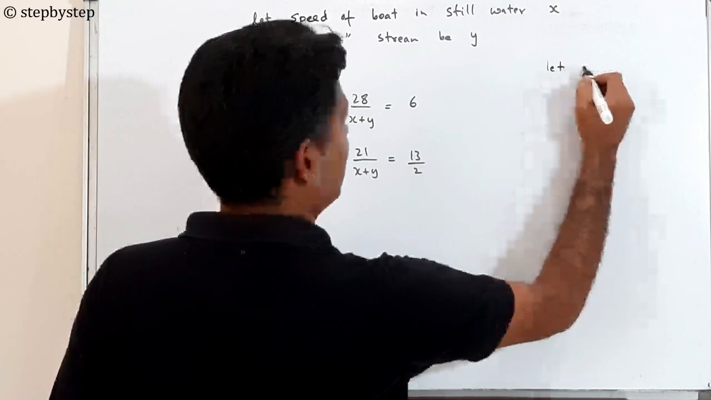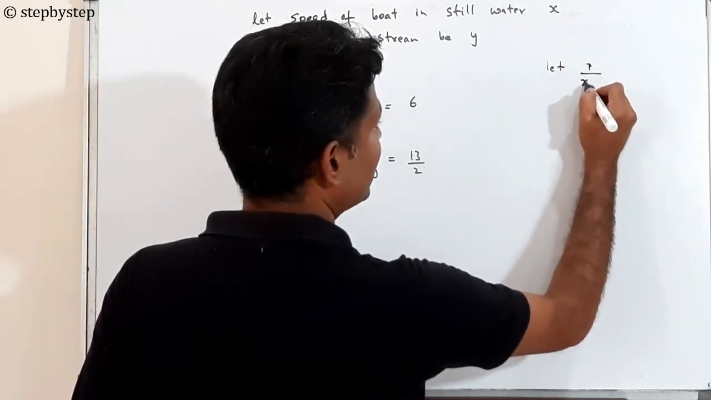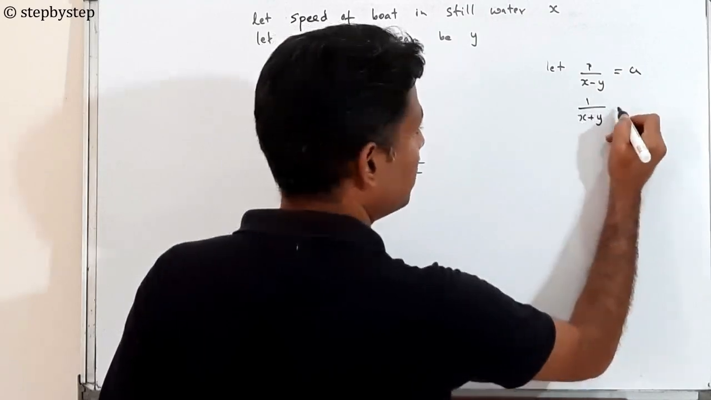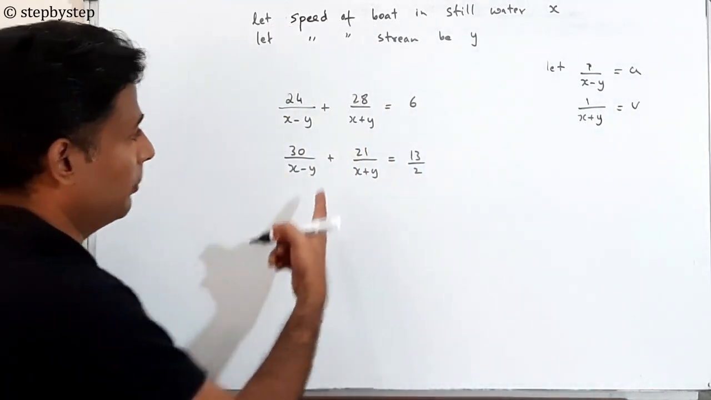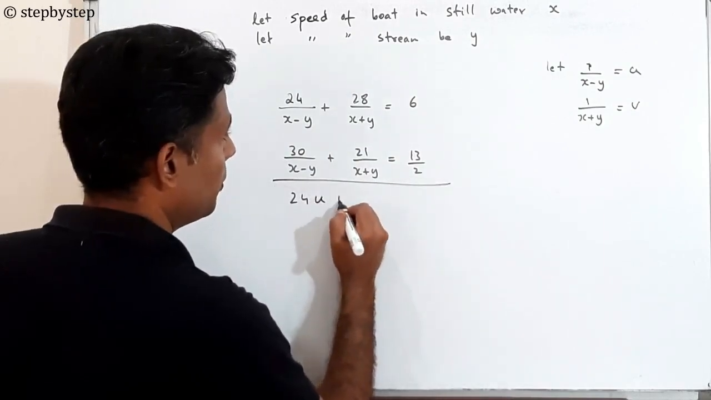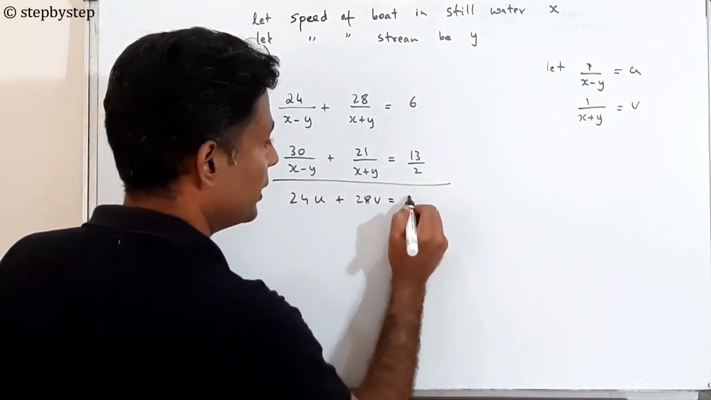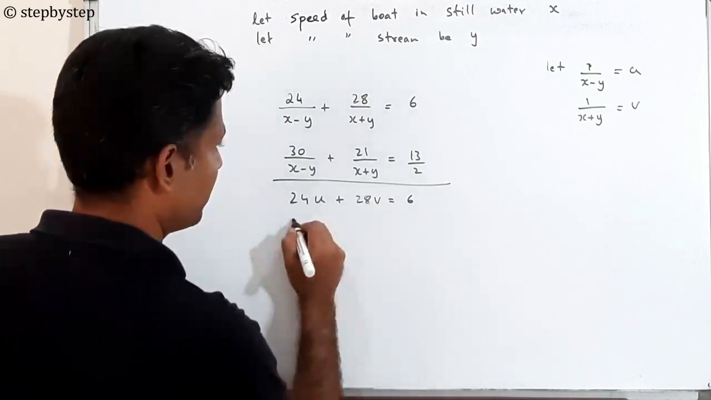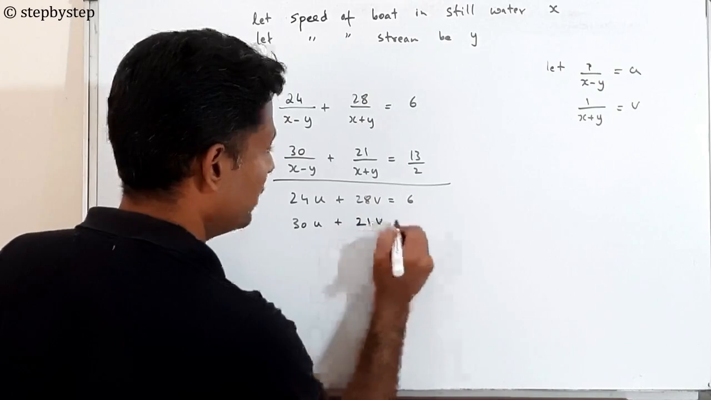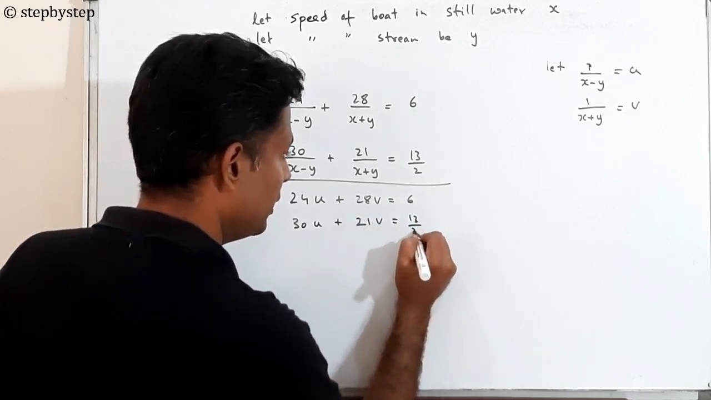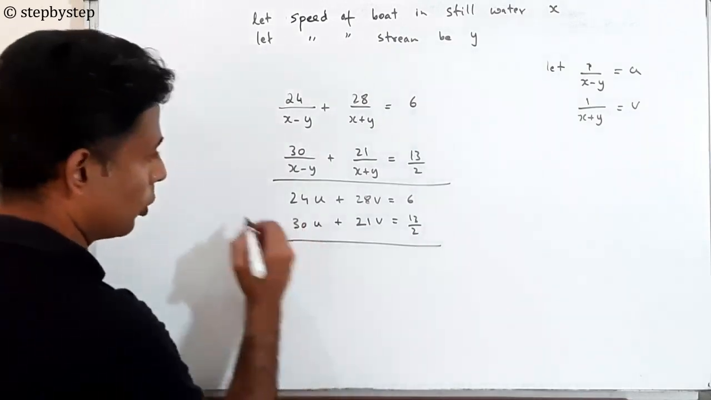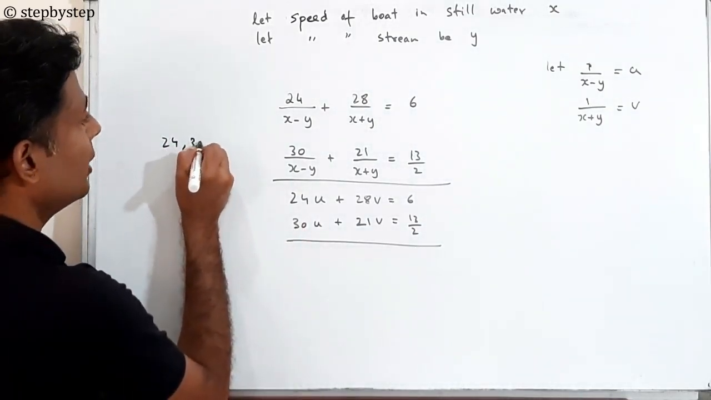Let 1 by (x minus y) be equal to u and 1 by (x plus y) be equal to v, if you remember. So we get 24u plus 28v equal to 6 and 30u plus 21v equal to 13 by 2. Now which shall we make common? I'll try to make u common. So the LCM of 24 and 30 I'll take.